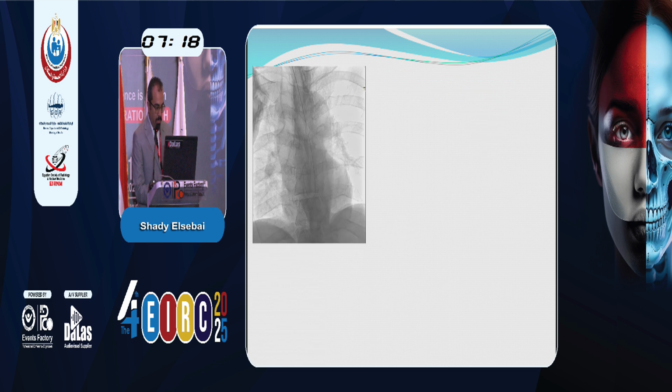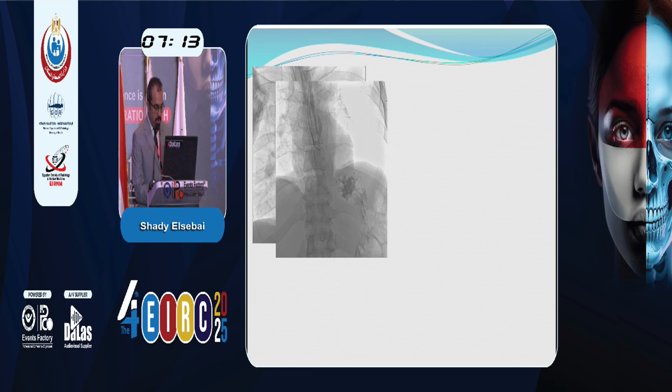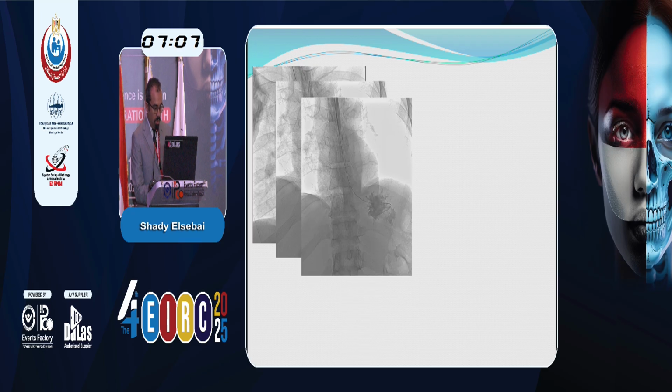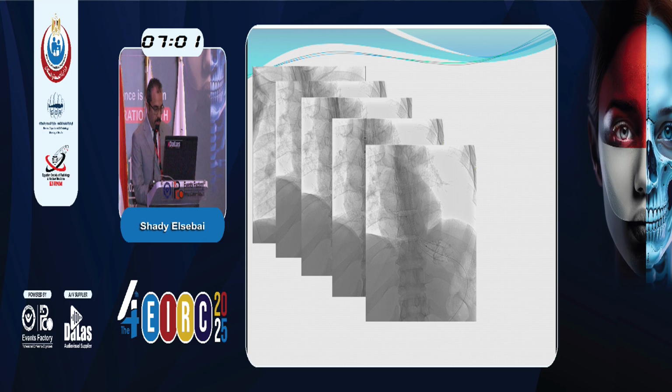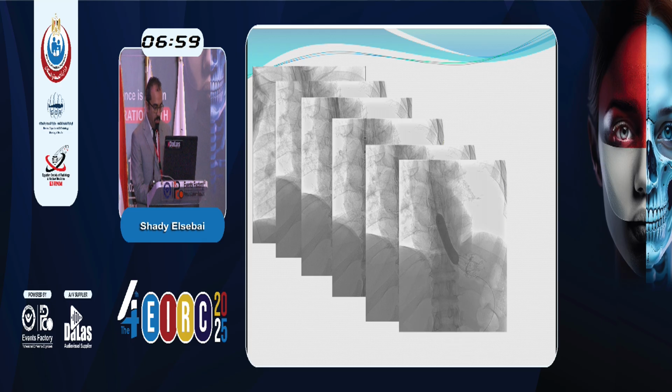We first pass the wire to the level of the stricture. Then contrast is injected to see the entry point of the stricture and assess the length of the stricture. Guide wire is passed to the stomach through the stricture. Then the stent is deployed under fluoroscopic guidance, and dilatation may or may not be needed according to the dilatation of the stent after deployment.